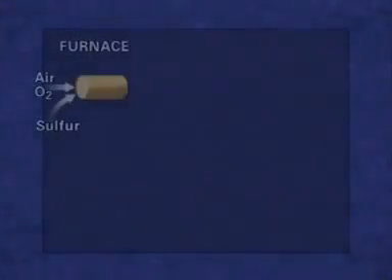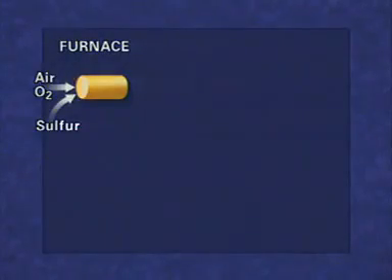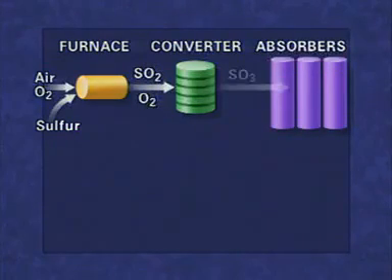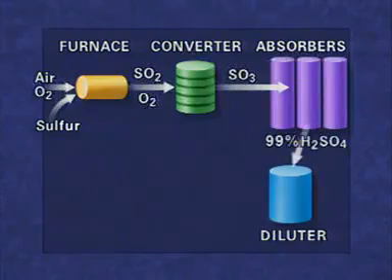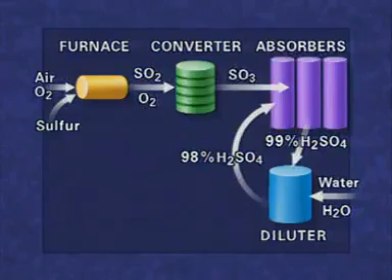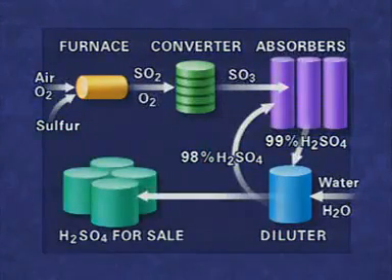Sulphuric acid is formed by burning sulphur in a furnace to form sulphur dioxide. In a converter, the sulphur dioxide reacts with more air to form sulphur trioxide. In absorbers, the sulphur trioxide mixes with fairly concentrated sulphuric acid to increase the concentration of the acid. The acid is then diluted to the concentration needed by the customer. Some acid is recycled through the absorbers. Some is stored for sale.